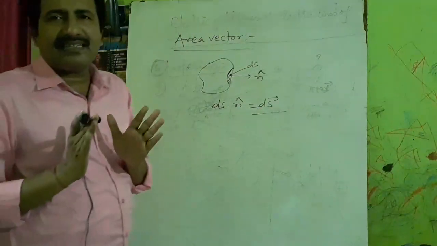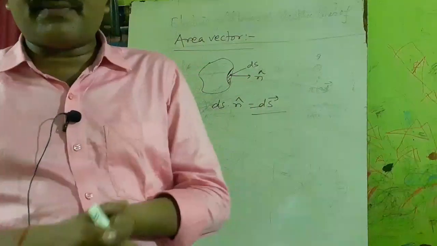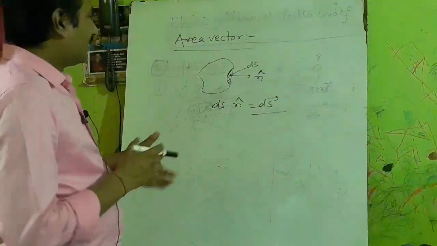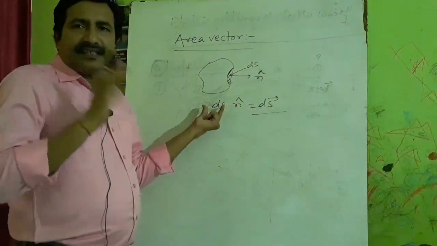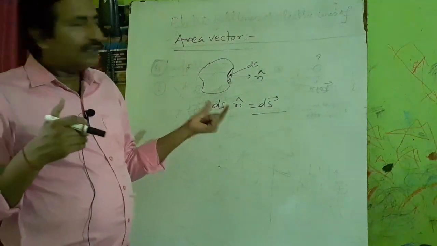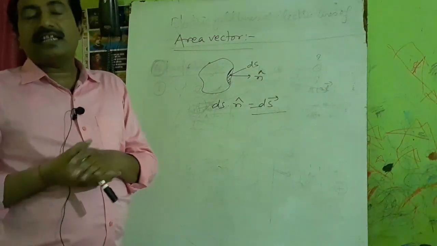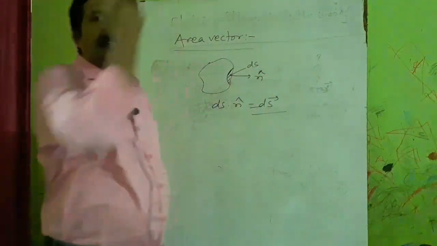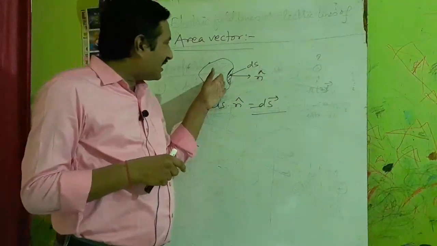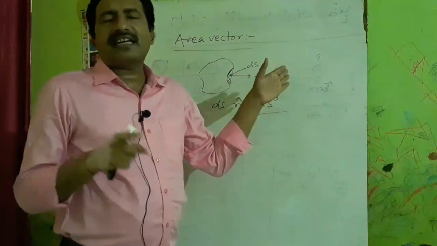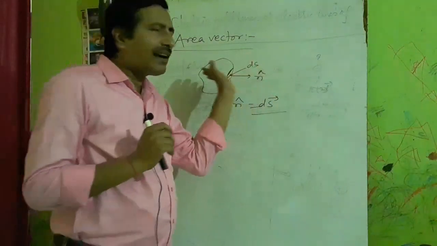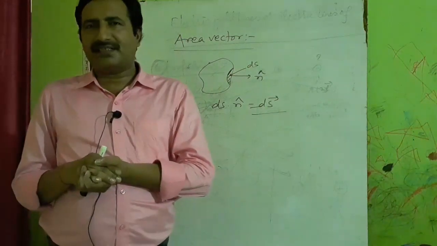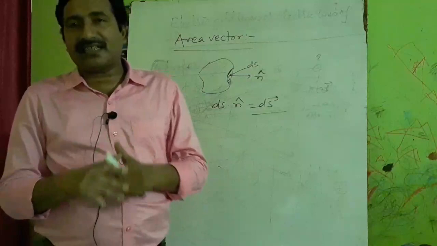So you must understand that area can be used as a vector, and that vector is defined as the area in the direction of the normal to the given area. Now normal can have two different directions, one away from the surface and other towards the surface. So the area vector taken away from the surface is taken as positive, and area vector towards the surface is taken as negative. It will also be used as per the requirement. So I think you understand area vector now.